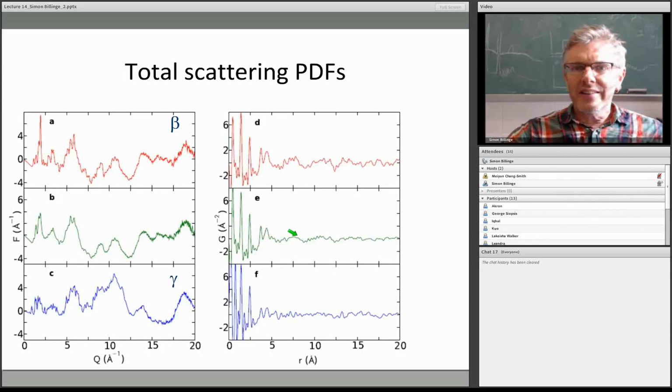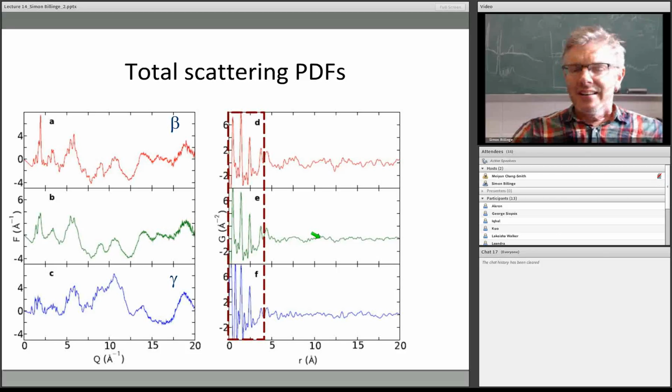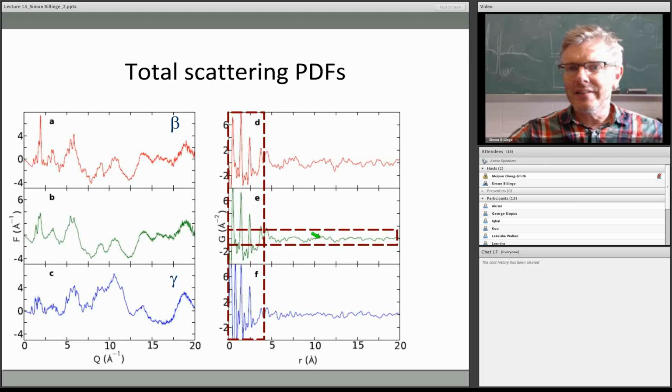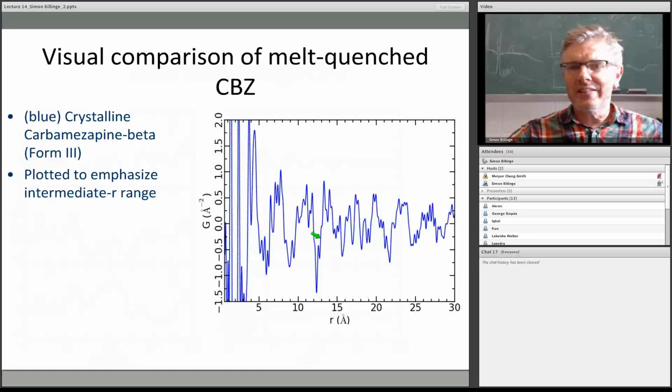And what you can see is the low R peaks are all identical, as they must be, because the low R peaks are coming from the molecule itself. So it's this high R signal, which is coming from the molecular packing. And it looks like there's not much signal there, but what you can do is, this is the low R region, but instead of focusing on the low R region, let's expand this region here and look at it on a wider scale. And actually, this is what the signal looks like in that region. And it looks kind of like noise, so maybe we just have noise, but actually it's not noise, this is the real signal. And this is the gamma crystalline form.